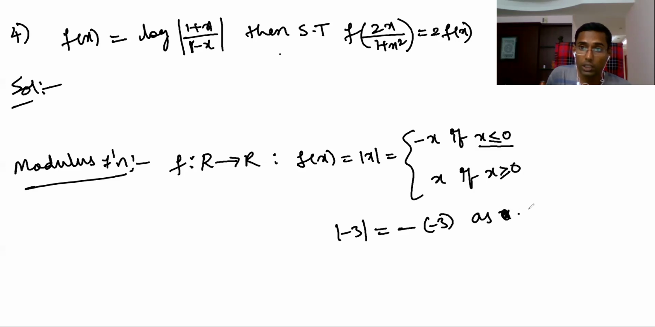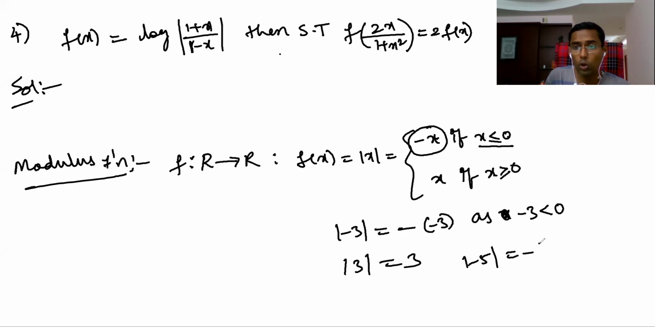X value is minus 3, which is less than 0. Therefore put one more minus sign. Now x is negative, minus x is positive. If x is positive, write it as it is. If x is negative, put one more negative sign. That's what this modulus function is. Whenever modulus x comes, it's only positive. If minus 5 comes, you write 5, no problem.